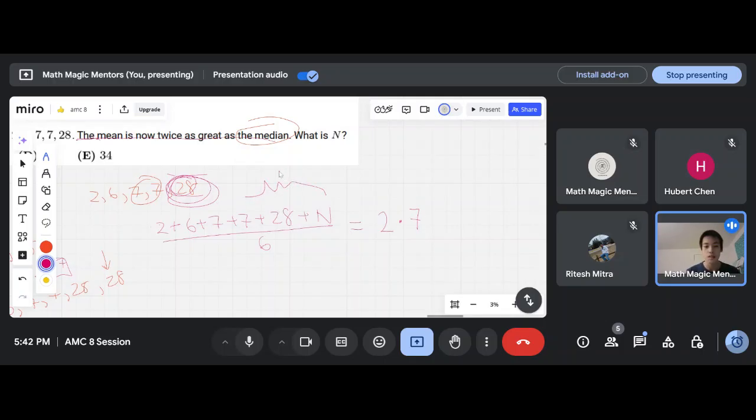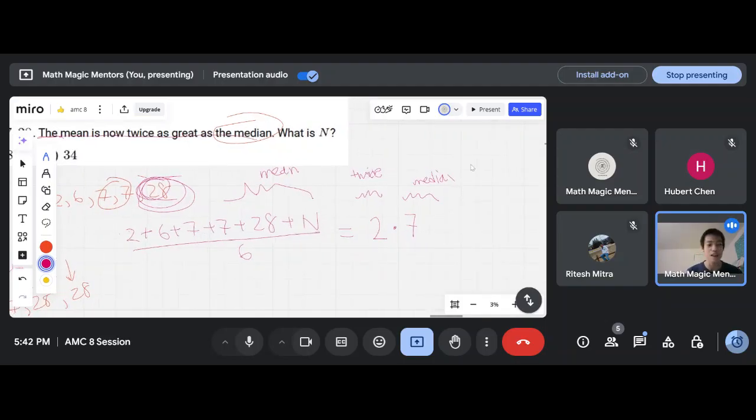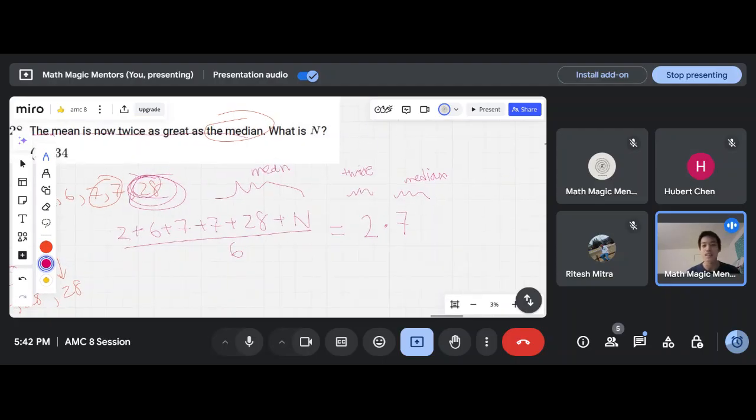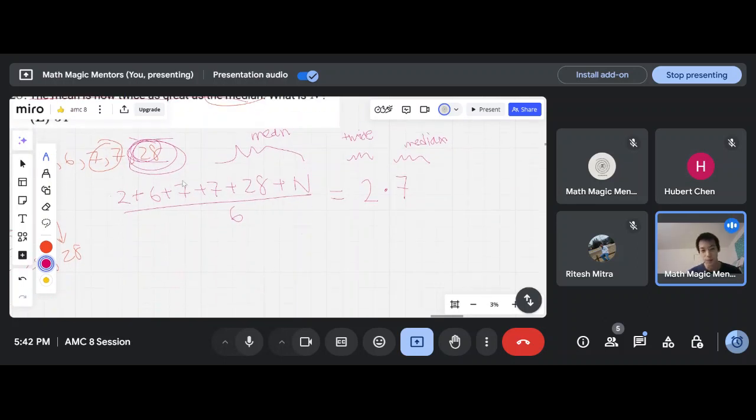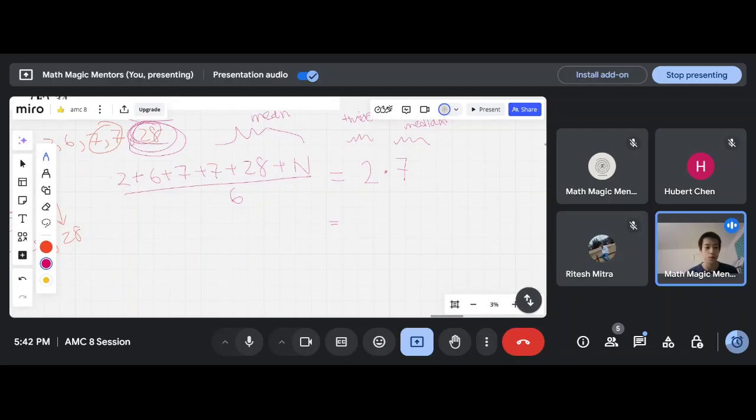This quantity, our mean, is twice as large as our median. And we kind of proved, sometimes it's called cheesing, we kind of cheesed our way to the median being 7. And so we can just solve for n in this equation. This is just a simple linear equation.